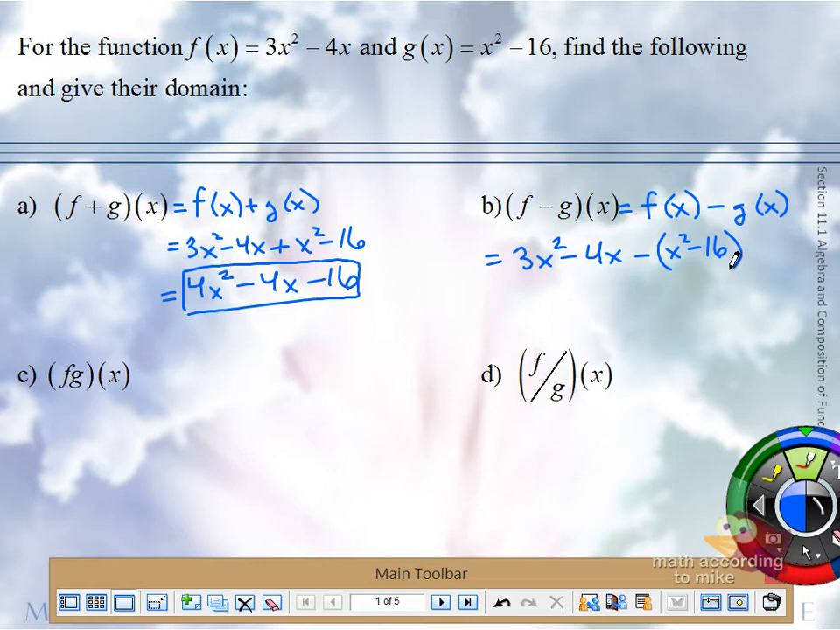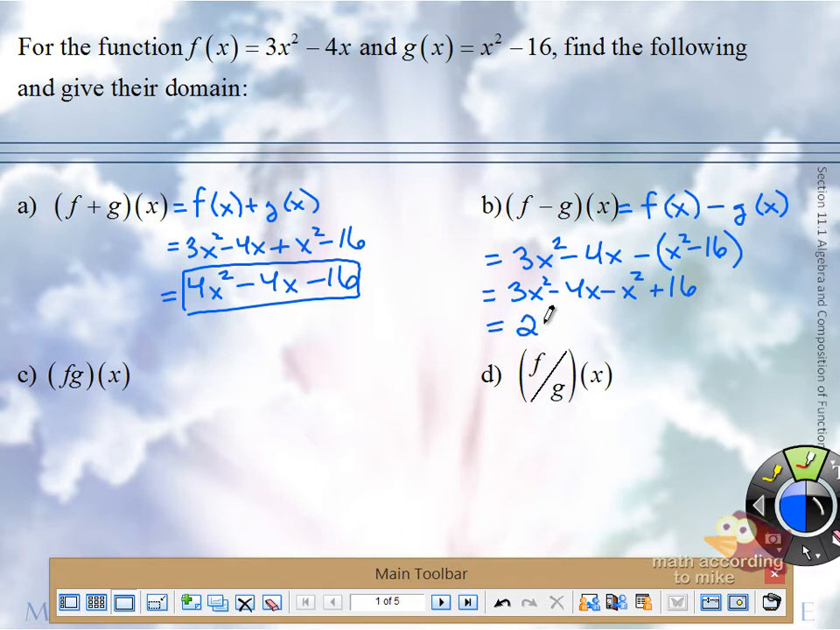So try to go over here for the remaining parts. Finish part B as well. So for this one, we're going to distribute the negative through. We get 3x squared minus 4x minus x squared plus 16. Combining like terms, how many x squareds do we have? X's. Good.